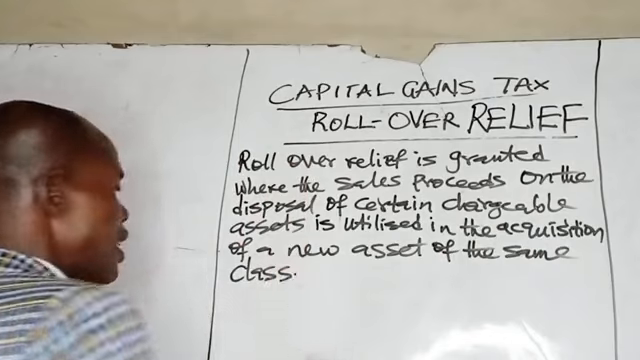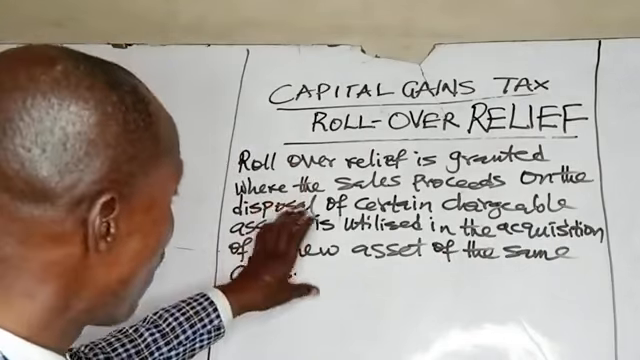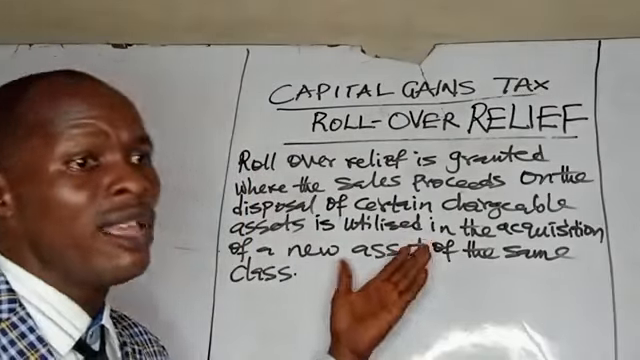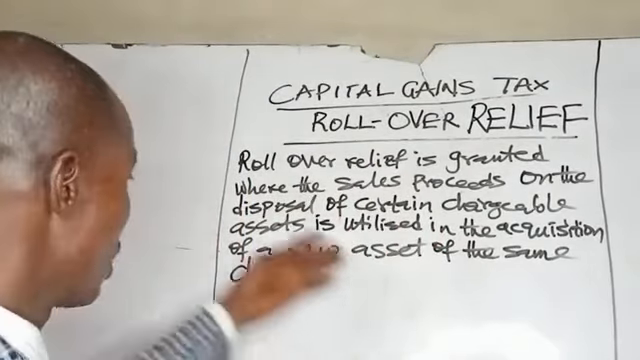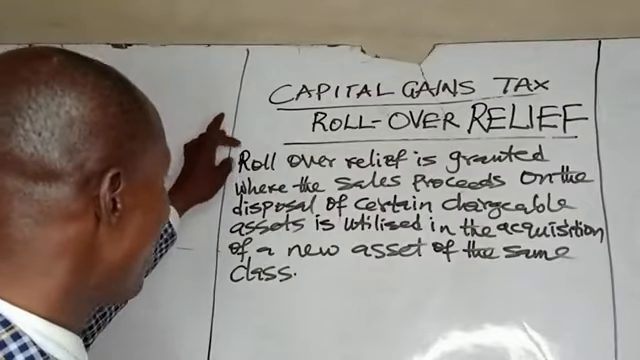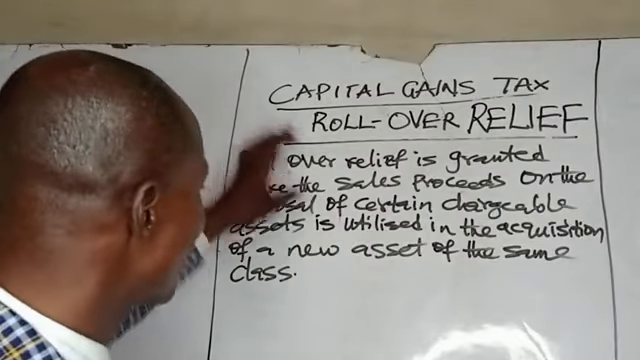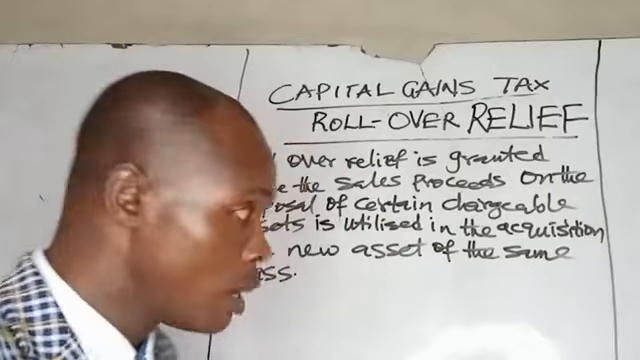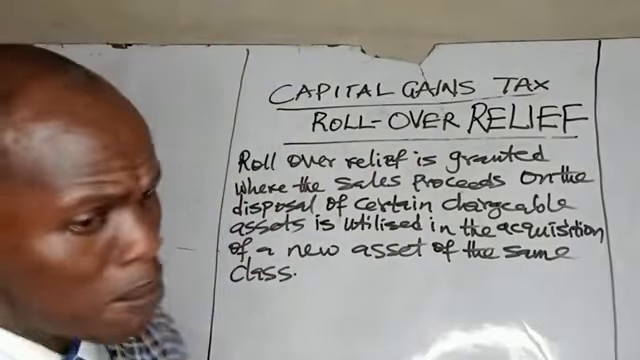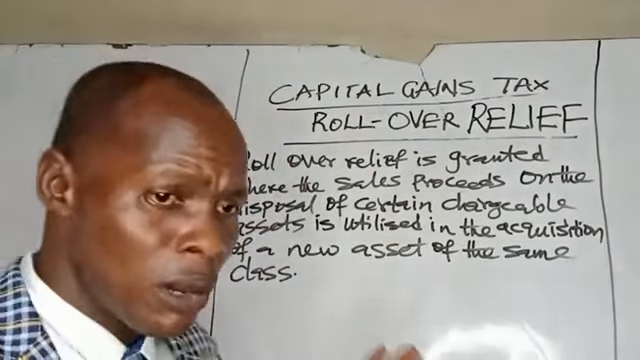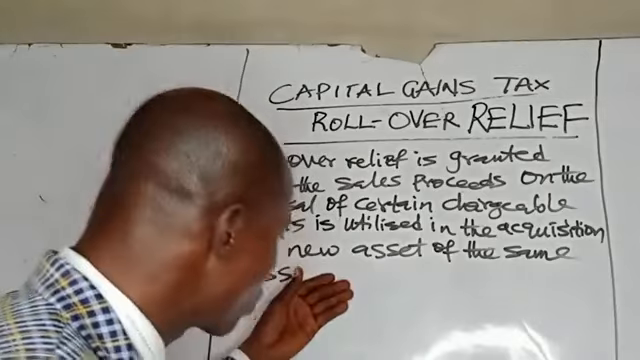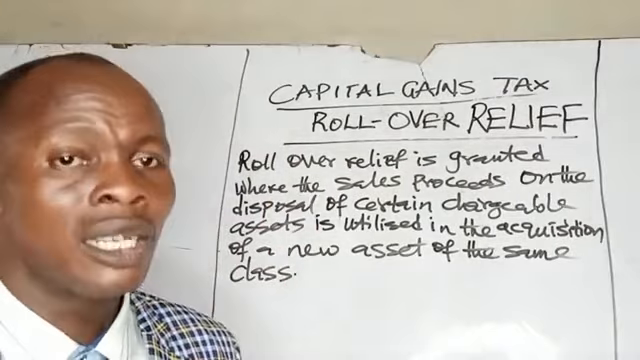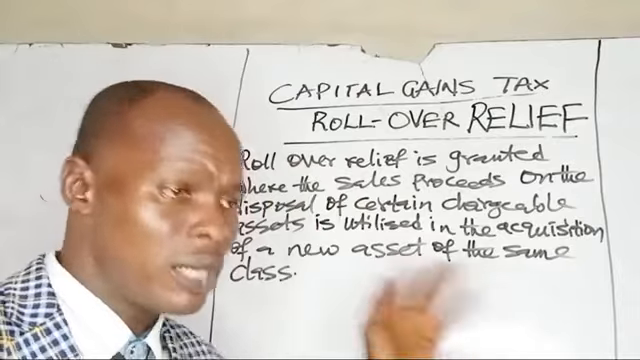That is rollover relief. That means the asset upon which rollover relief can be granted must be of the same class. That is, if a building is sold, then if you want to claim a rollover relief, the proceeds from the sales of building must be reinvested in another building. Not to sell building and buy motor. No, they are not of the same class. If you sell motor vehicles, you utilize the proceeds to acquire furniture. They are not of the same class, so you can't claim rollover relief on that.